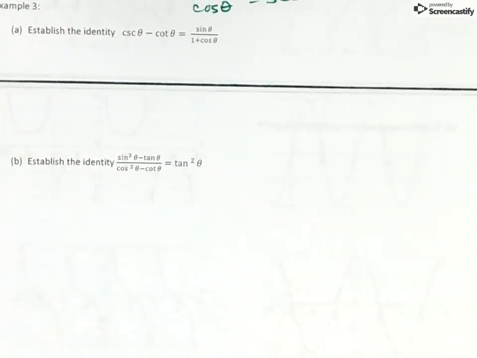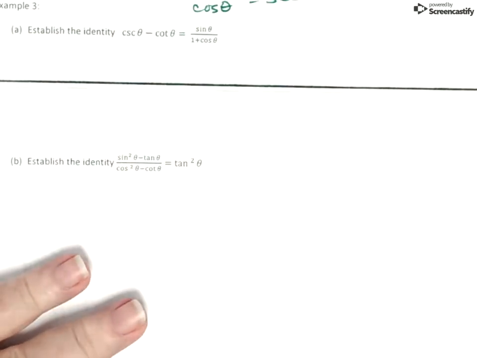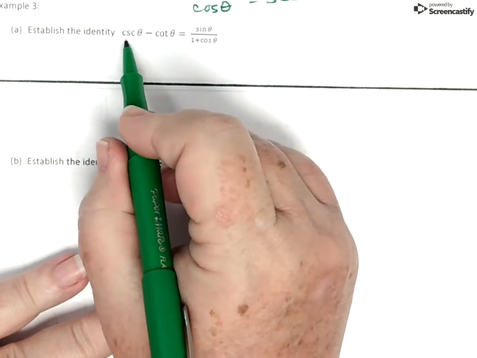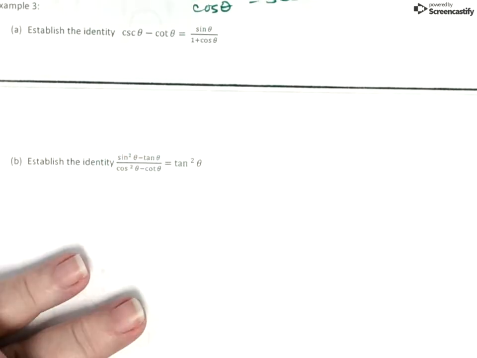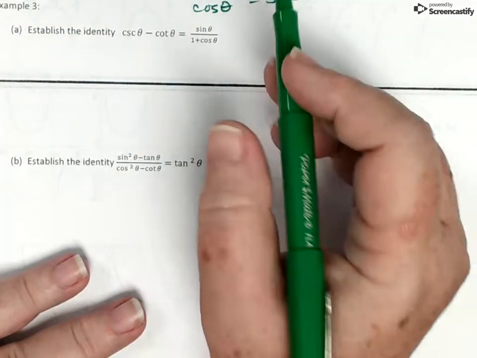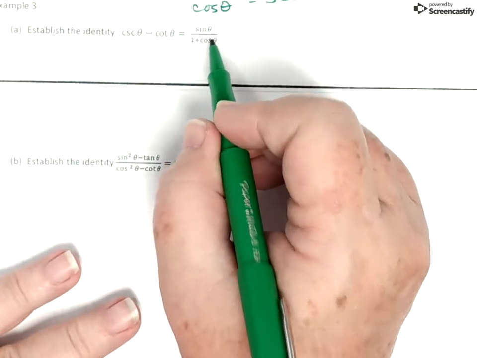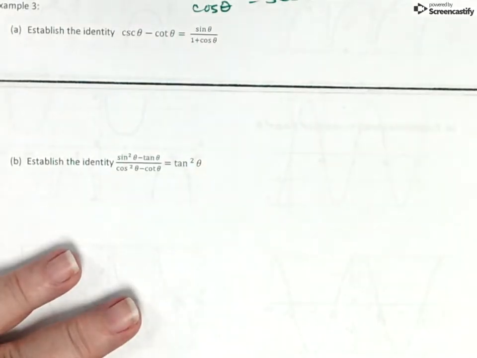So getting back to establishing identities, sometimes it's hard to tell which side is the more complicated side. When I look at this, I've got cosecant of theta minus cotangent of theta on one side, and I've got sine of theta over 1 plus cosine theta on the other side.